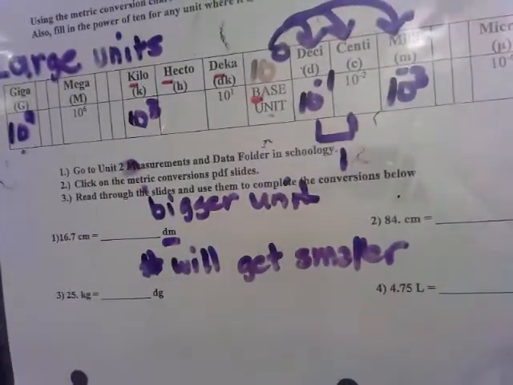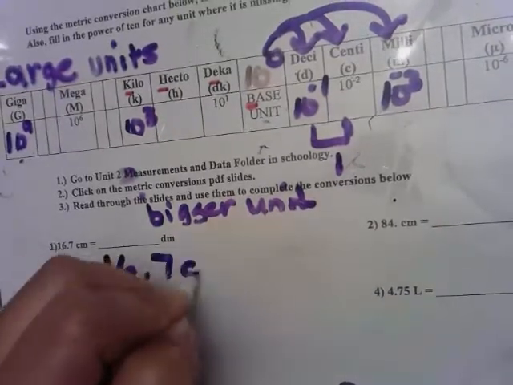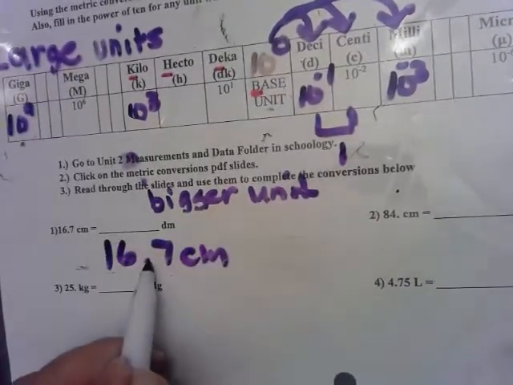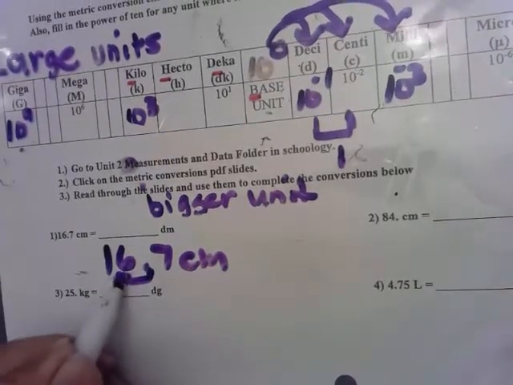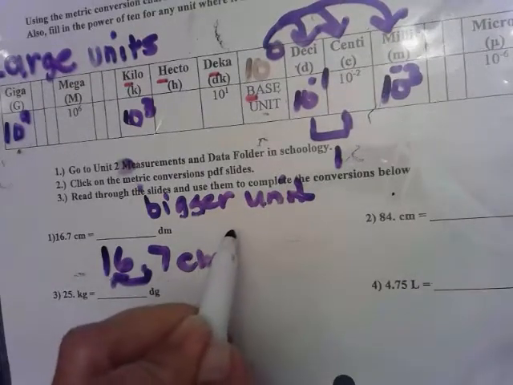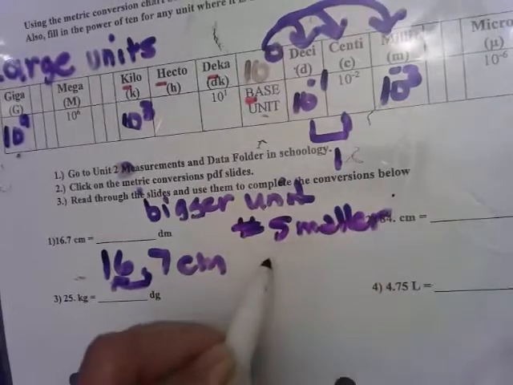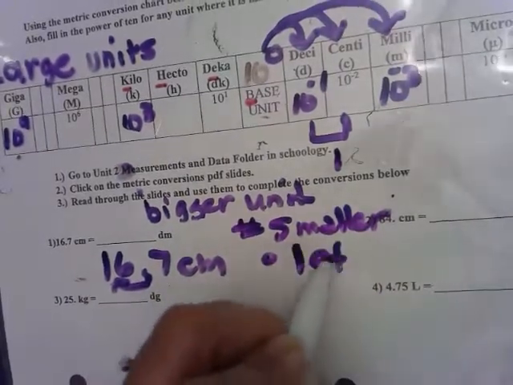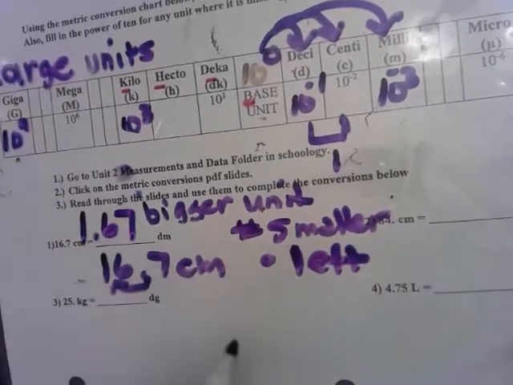So what that means is if you have 16.7 centimeters, you're going to have a smaller number to go to deci, and you're only going to go one place smaller to the left. So when you have a bigger unit, your number is going to get smaller, and the decimal point's going to go to the left. And so your answer is 1.67 decimeters.